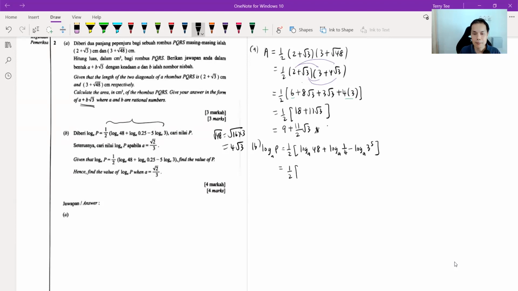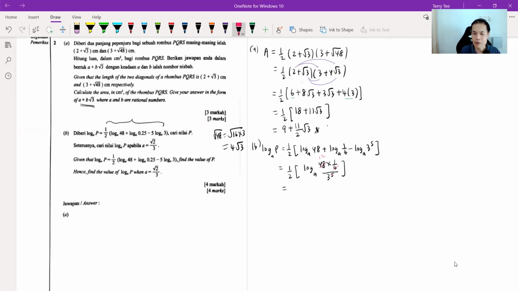I prefer to combine this. Okay, this will be log base A 48. When you plus the logarithm, we multiply the number. So it's 48 times 1 over 4, divide 3 power 5. Okay, you can write 243, doesn't matter. So 48 times 1 over 4, you cancel, you get 12, right? There's a 12 here. Now 12, you can cancel with one of this.